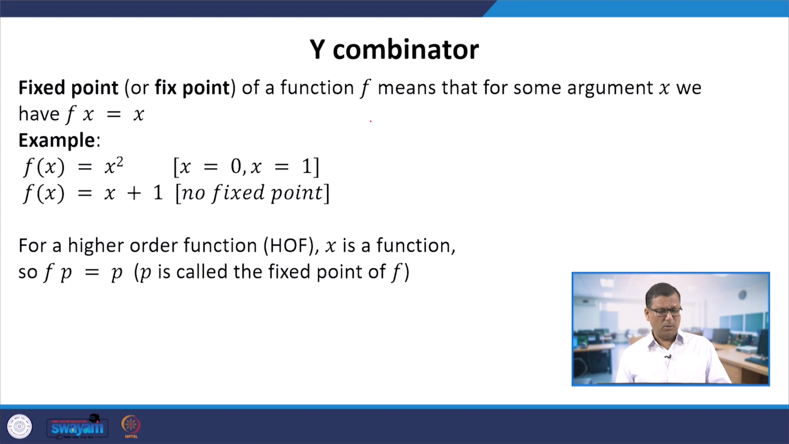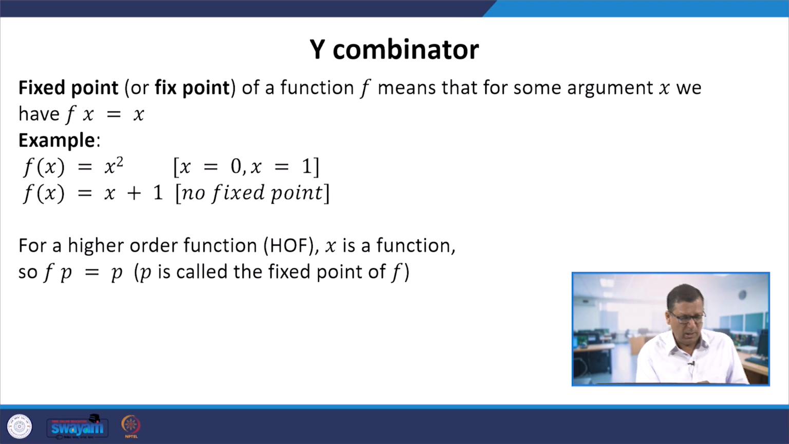We will show how to encode recursion using this Y combinator. Before that, we have to see some properties of the Y combinator. First we define what is called a fixed point. Consider a function f. The fixed point of a function means that for some argument x, we have fx equal to x. If fx is equal to x, then x is called the fixed point of the function.